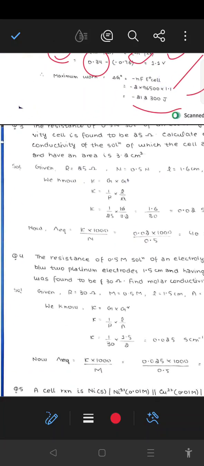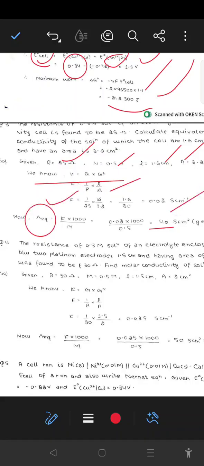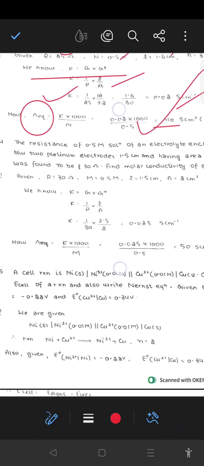Next, the resistance. The resistance is given, normality is given, L is given, area is given. So by using the relation K equal to G into G*, where G becomes 1 over R and G* is L over A, put in the values and the value of K will come. Then equivalent conductivity becomes equal to K into 1000 divided by normality. So we will get the full answer.